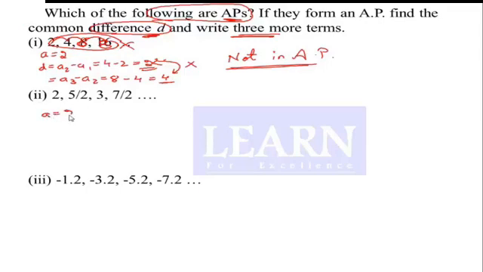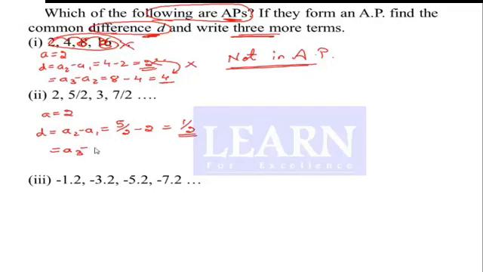First we'll write the first value A equals 2 and check for the first difference. D equals A2 minus A1. Value of A2 is 5 by 2 minus A1 is 2. What is the value of 5 by 2? 5 by 2 is nothing but 2 and a half. 2 and a half minus 2 is nothing but just 1 by 2, or we can say half.